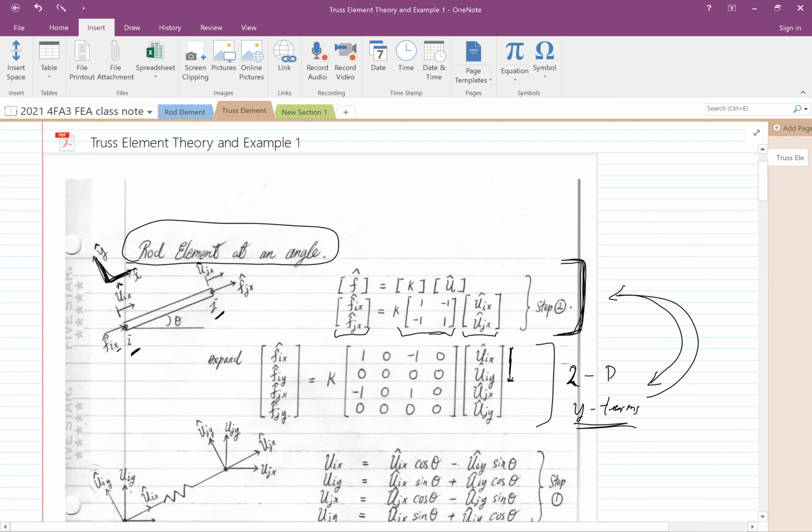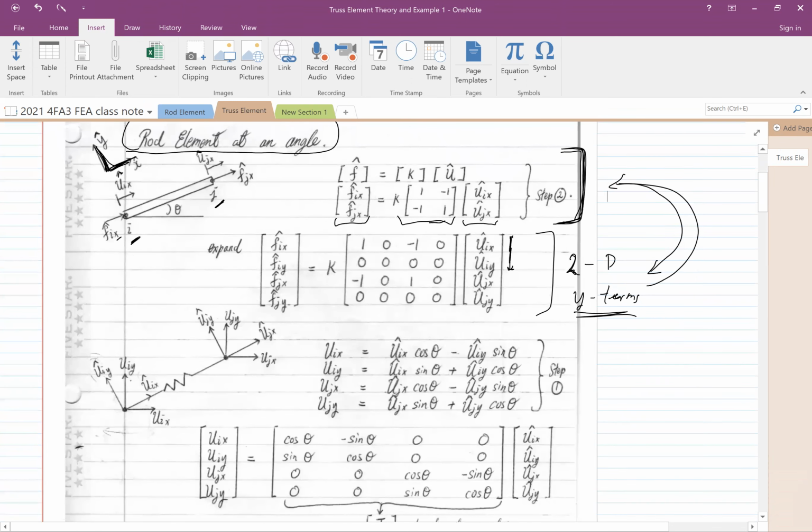Questions? Okay, now let's see the relationship between the reference frame with the hat and the regular reference frame, U without the hat. Let's do one term here. UIX right here is the cosine of theta.